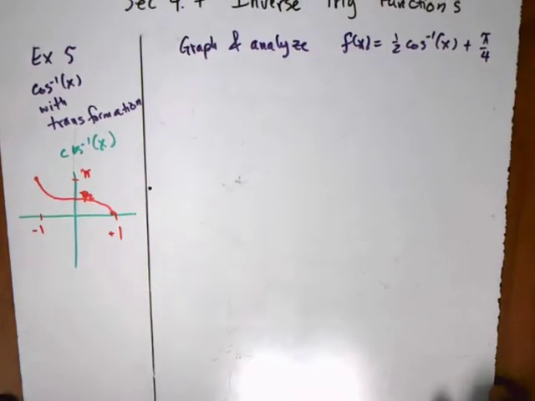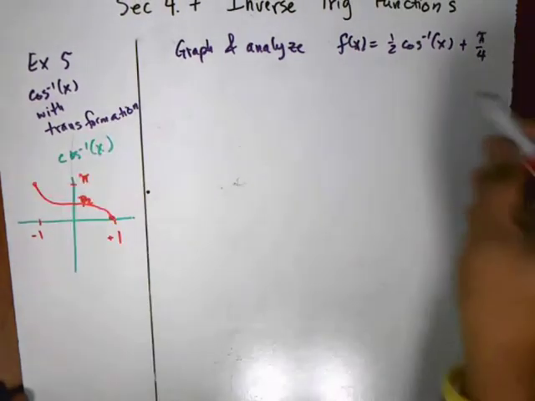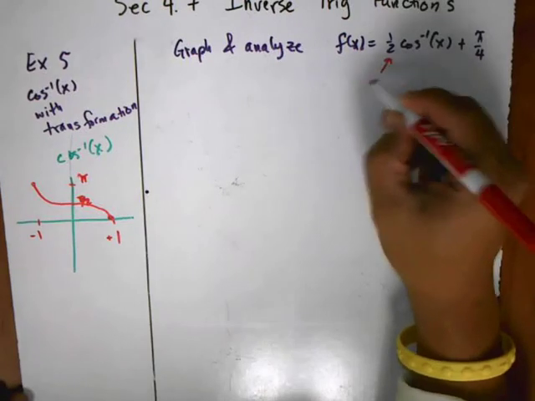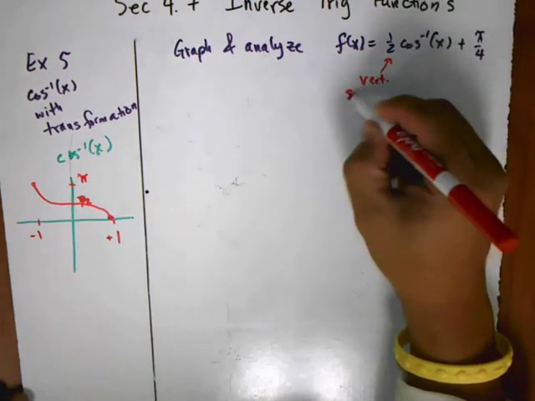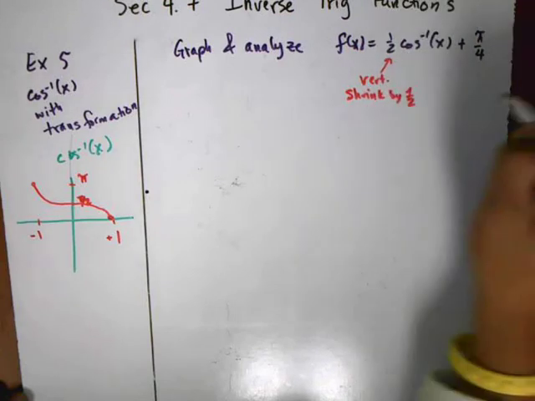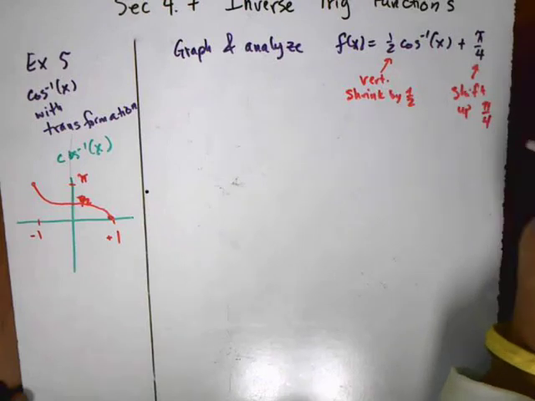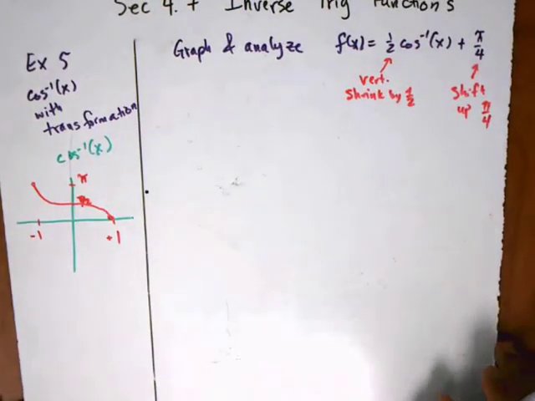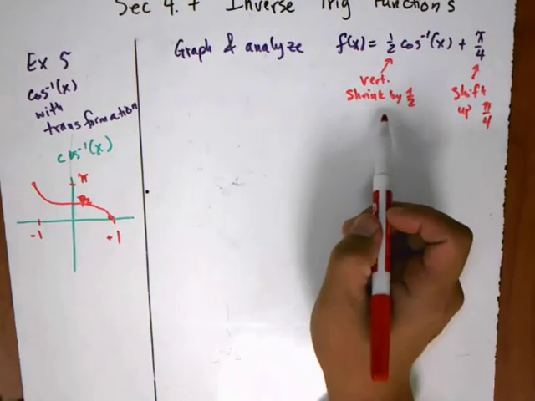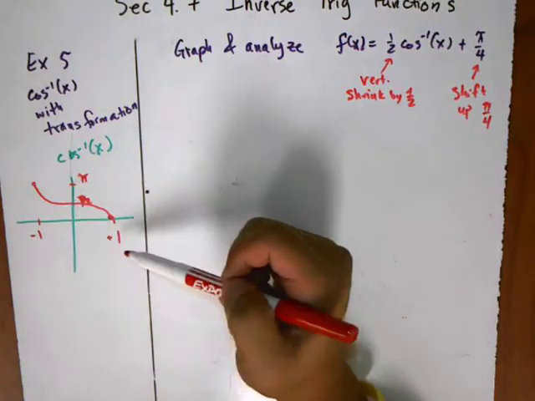We should be able to think about this and make some good transformations here. This is a vertical shrink by 1/2, and this is a shift up by pi over 4. For this one, we have to do the shrinking first. So we basically take this picture and we shrink it down.